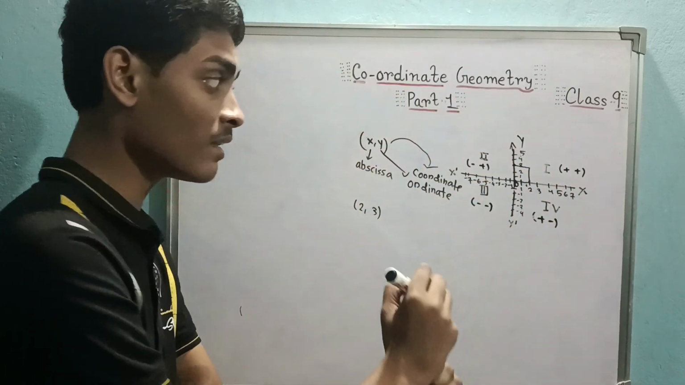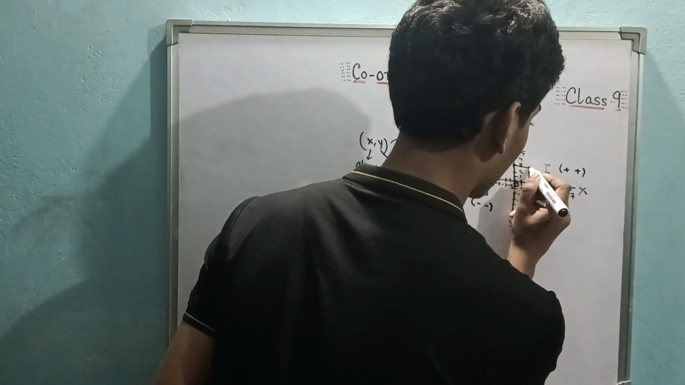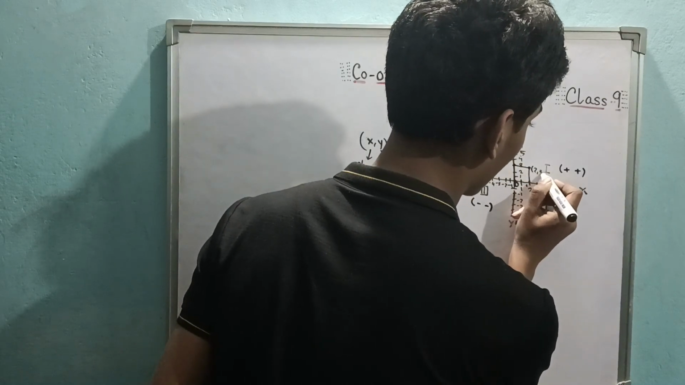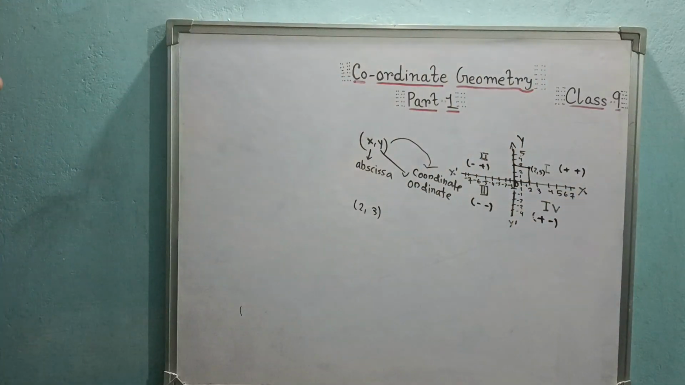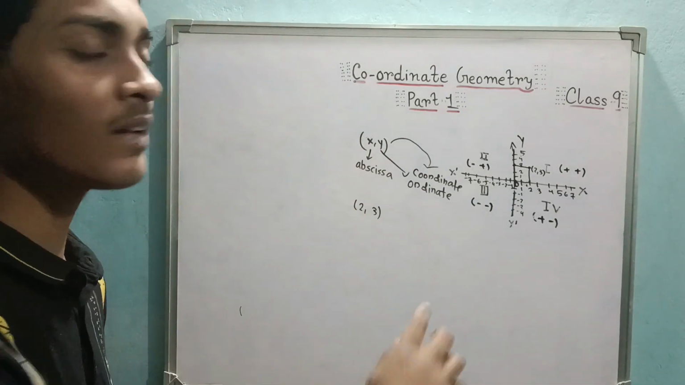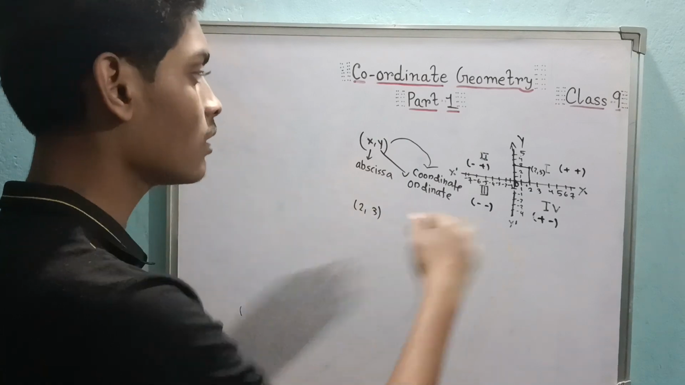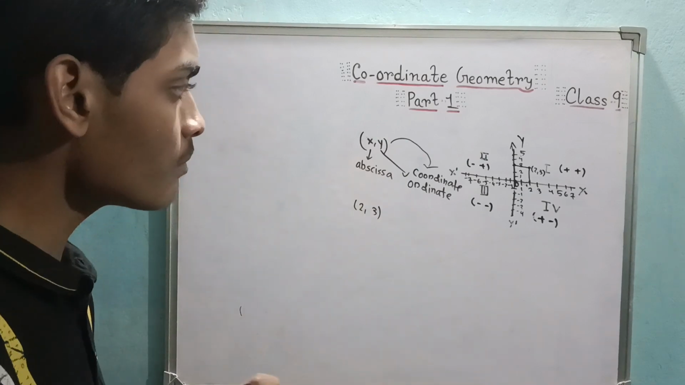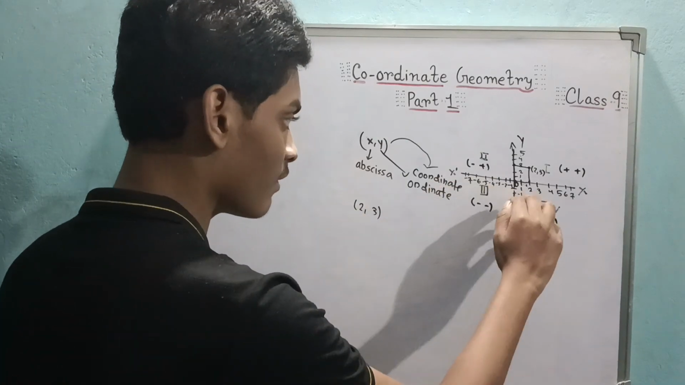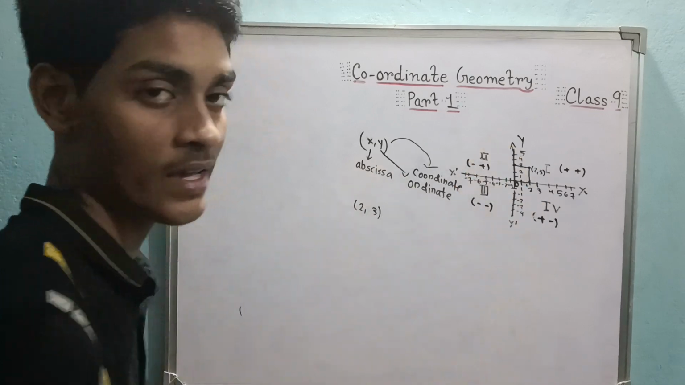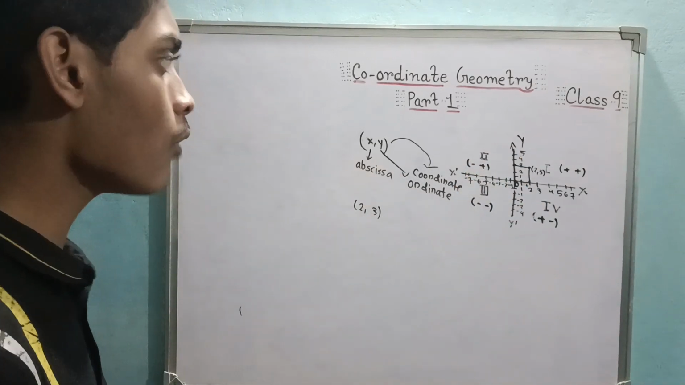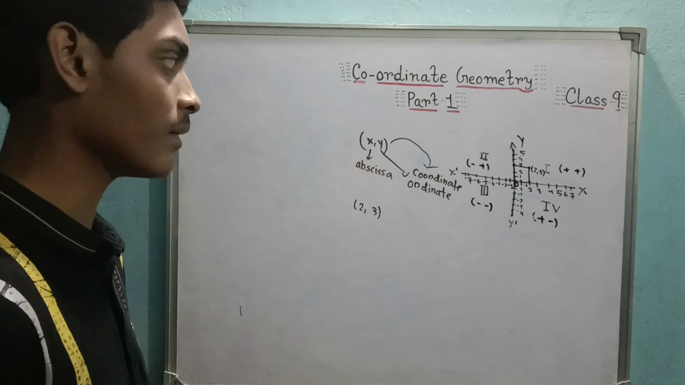And where they intersect means this place. This is the coordinate. That's how you do it. First of all, you have to see the signs. Suppose minus plus, then second quadrant; minus minus, third quadrant. And always remember, the first point is on the x-axis, second point is on the y-axis. That's it. This is how we mark the points on a Cartesian plane.